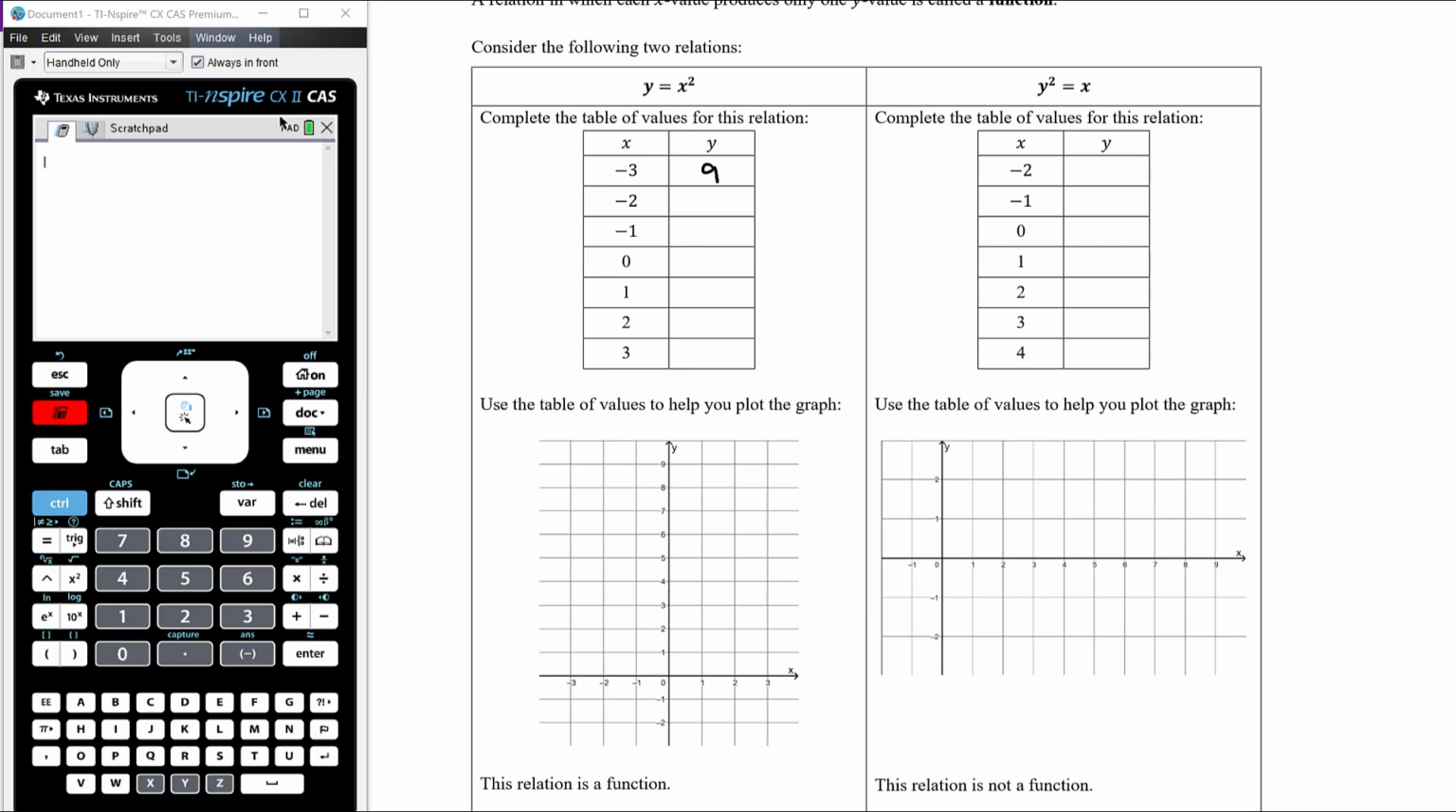If x is equal to -2, y is going to be equal to 4. If x is equal to -1, y will be equal to 1. If x is equal to 0, y is also equal to 0. If x is equal to 1, y is equal to 1. X equals 2, y is 4, and x equals 3, y is 9.